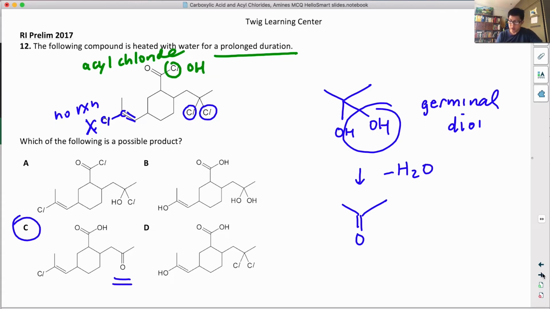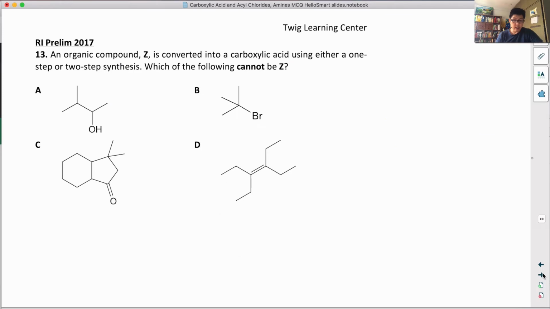Okay, let's move on. Next question. Question 13. An organic compound is converted into a carboxylic acid using a 1-step or 2-step synthesis. Which of the following cannot be Z? So which one is Z? It can be converted to a carboxylic acid.